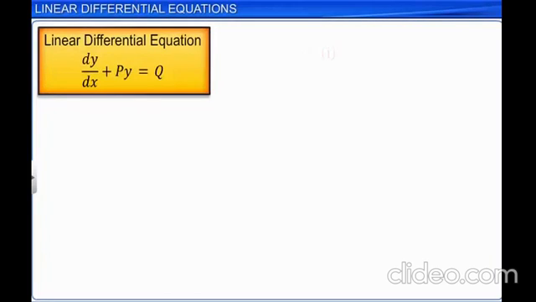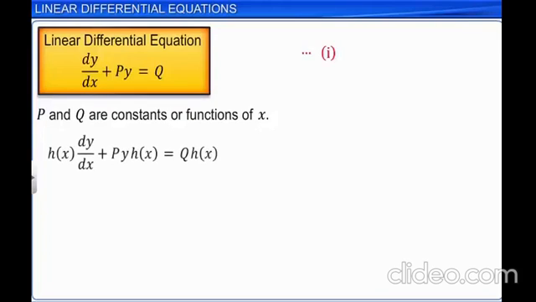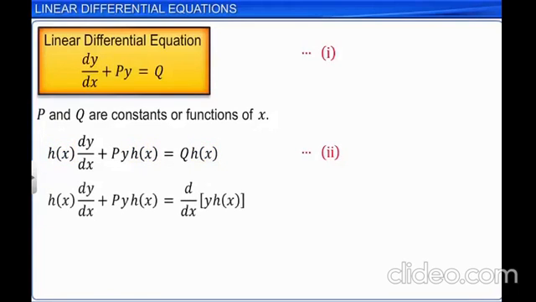equal to q. In this differential equation, p and q are constants or functions of x. To find the solution of this type of equation, first multiply both its sides by a function, say h of x. Denote this by equation 2. Choose the function h of x such that the right-hand side is a derivative of the product of y and h of x.